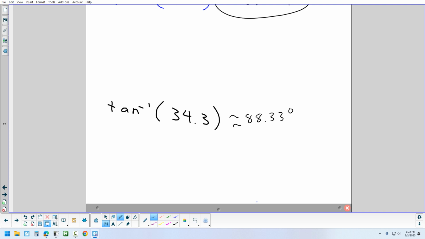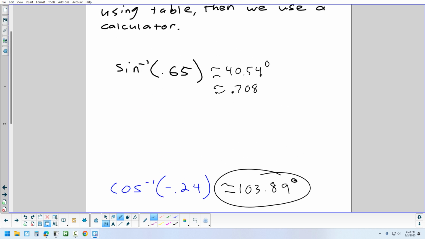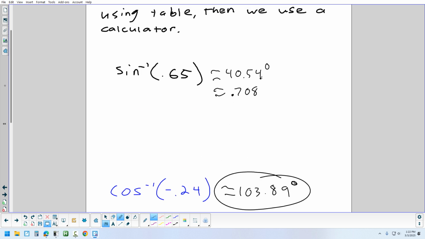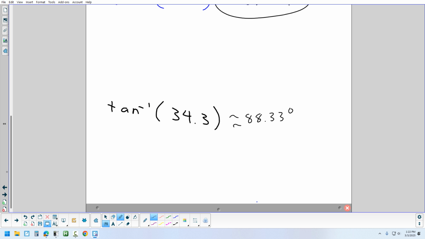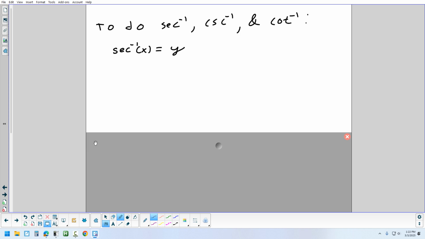Can you scroll up a little bit? Okay, so that's inverse sine, inverse cosine, inverse tangent. Now, let's do one like this. I want to do an inverse secant. Let's just do, I don't know, 1.75.